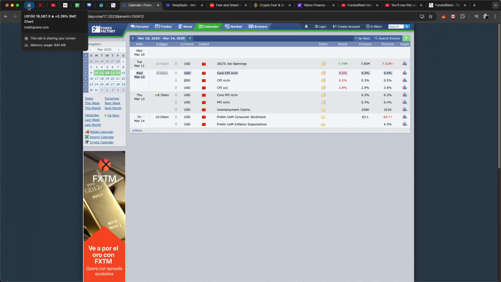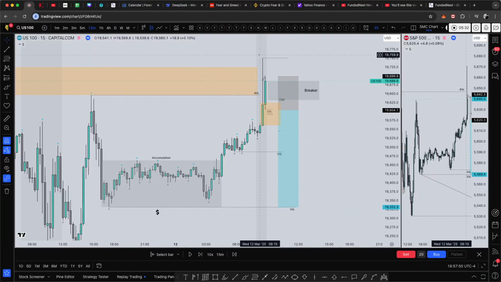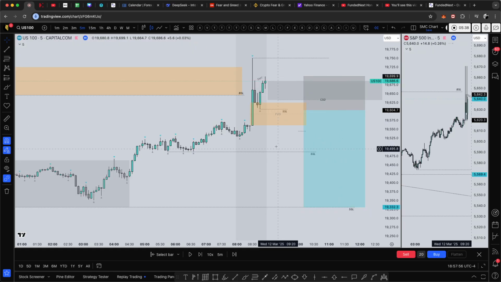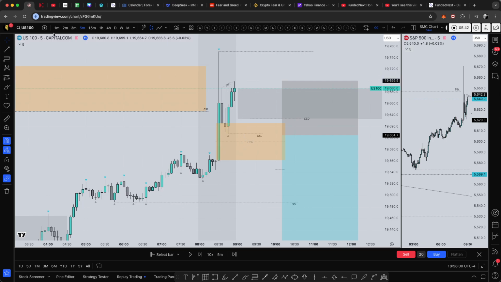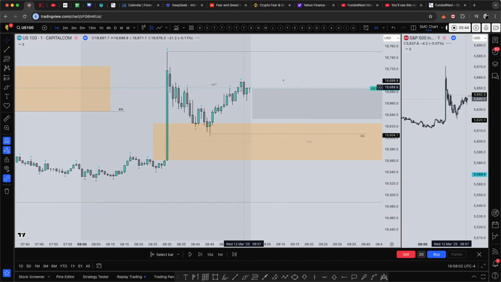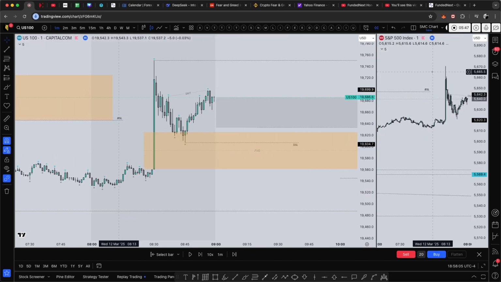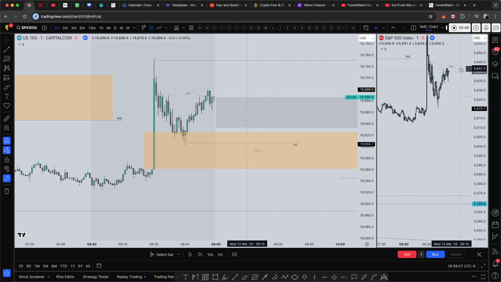It exploded to the upside. However, notice that candle. We left a big wick to the upside. I went to the 5 minute and I was watching in this area between the 5 minute and the 1 minute. And I was using S&P 500 as my little helper right here.